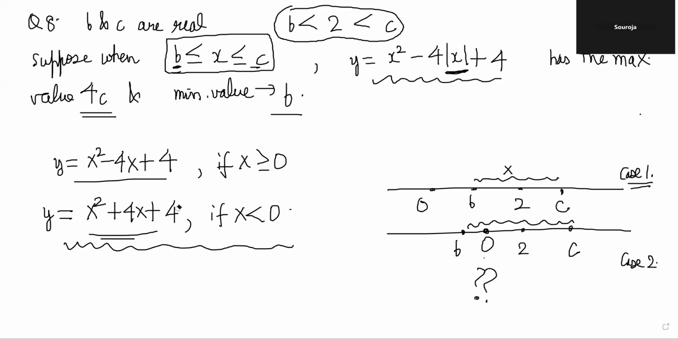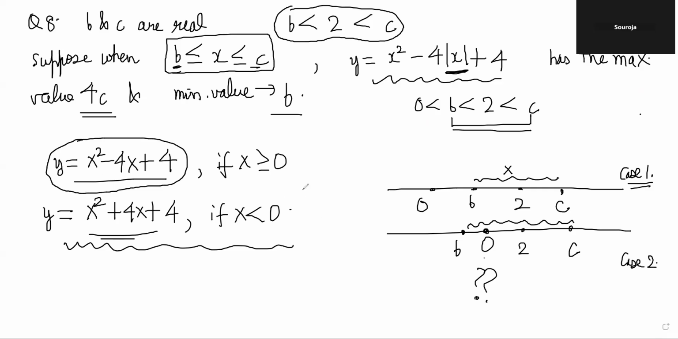So case 1, we only have this situation: 0 is less than b, less than 2, less than c, and x lies between b to c, right? And the graph in that case is only this graph, the top one. Now this graph is pretty simple because this is a perfect square. y is equal to (x minus 2) whole square. So this graph looks like this. It touches the x-axis at 2 and is upwards like this.